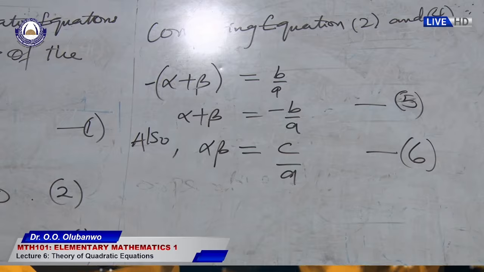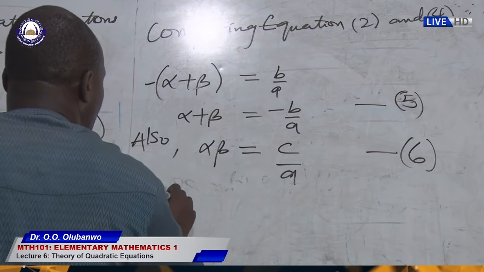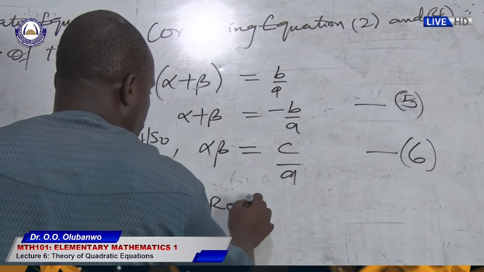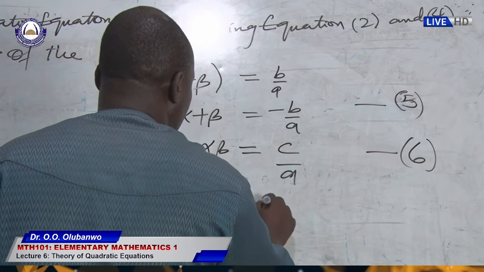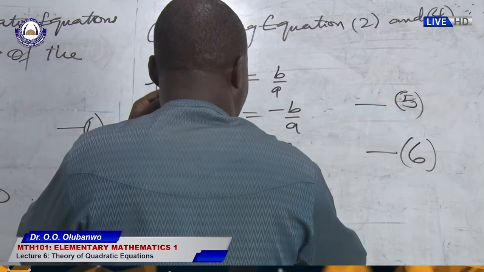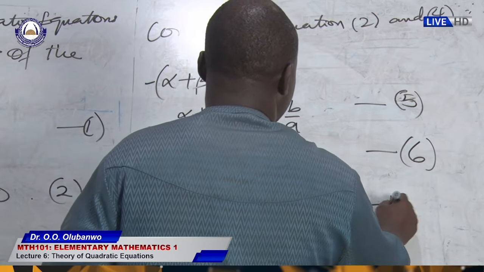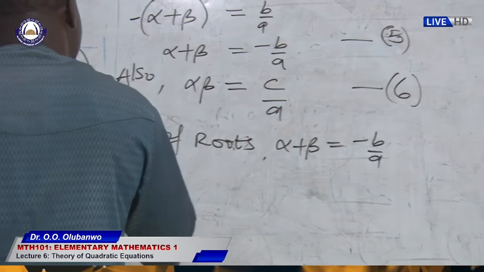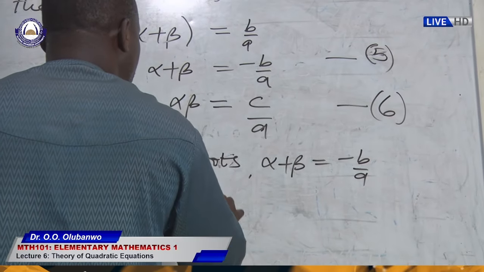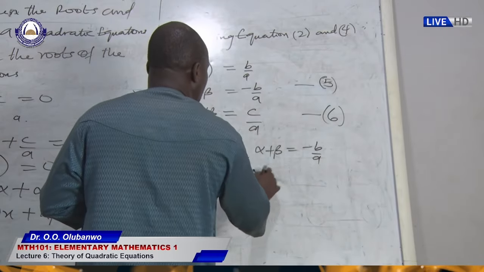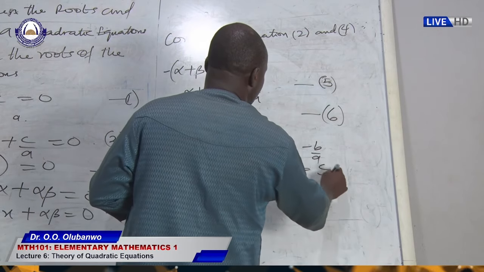Which simply means that in the formation of equation, we need the sum of roots and the product of roots. Sum of roots, which is alpha plus beta equals negative b over a, and product of roots, which is alpha beta equals c over a.